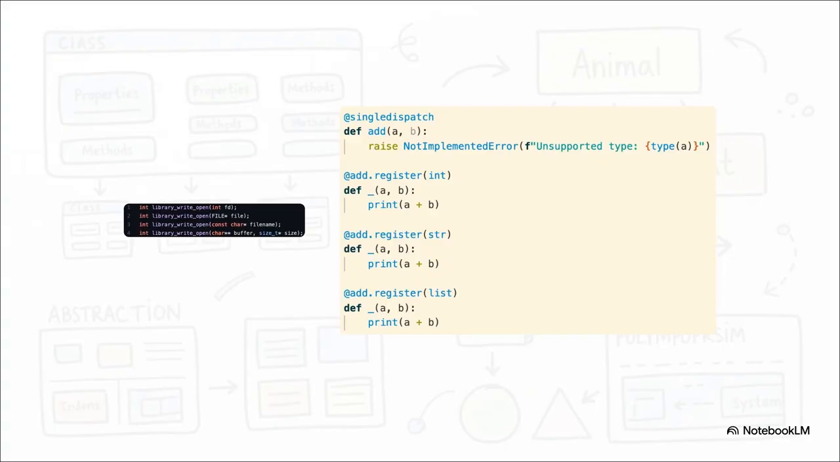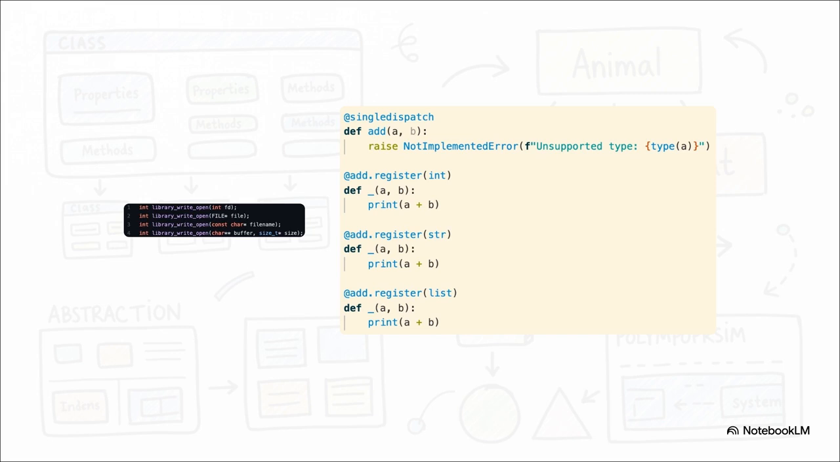Now, different programming languages tackle this in their own cool ways. Over on the left, C++ uses what's called static polymorphism. Notice how that same library write open function is listed multiple times? But look closely. Each time, it's accepting a totally different type of data. An integer, a file, a character string. The compiler is smart enough to figure out which one to use.